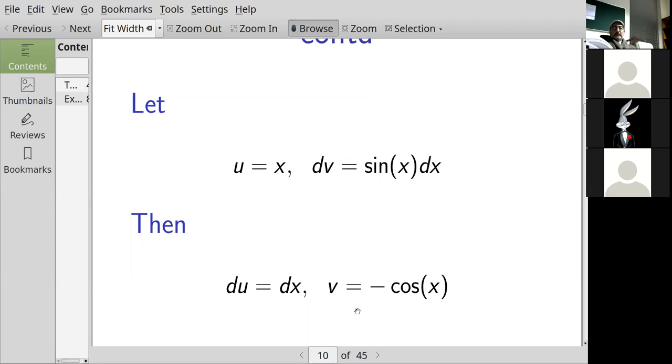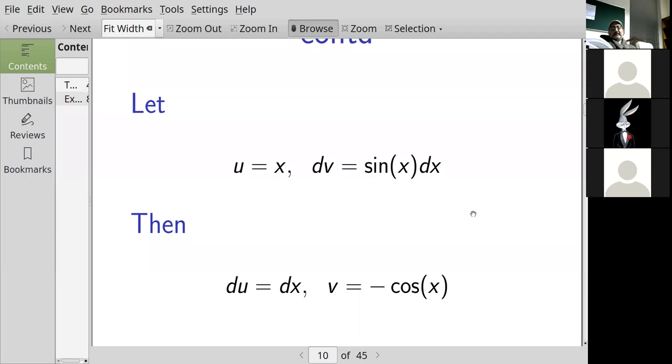And one v that works is minus cos of x. If I take the differential of minus cos of x, I will get dv equals sine of x dx. Now, I could have taken minus cos of x plus c, but I really just need one function for this to work.